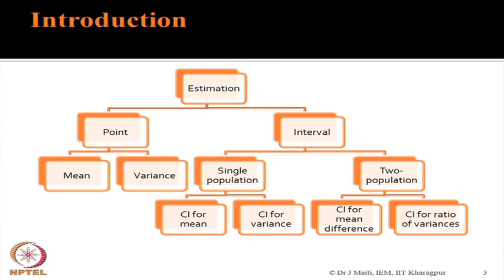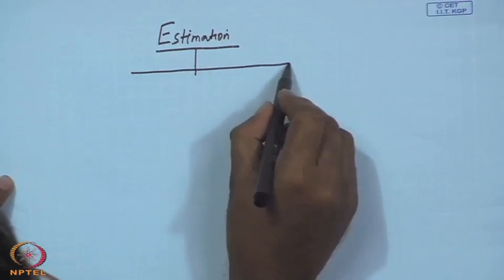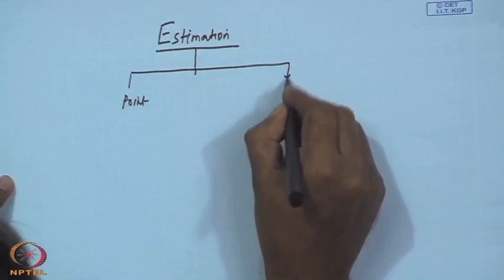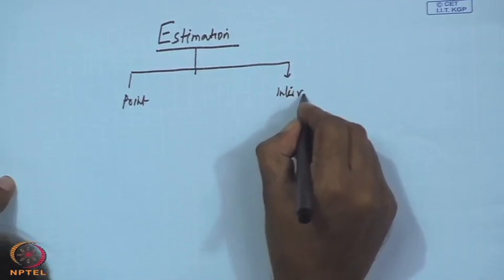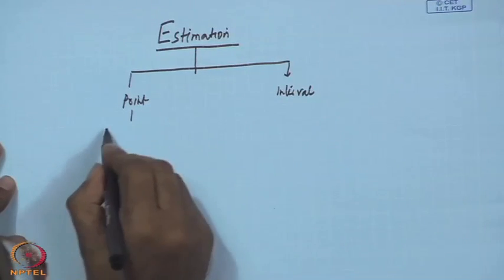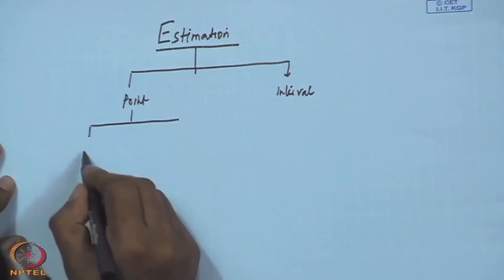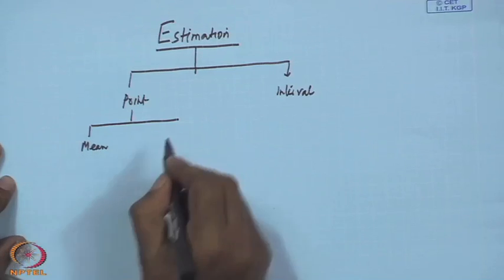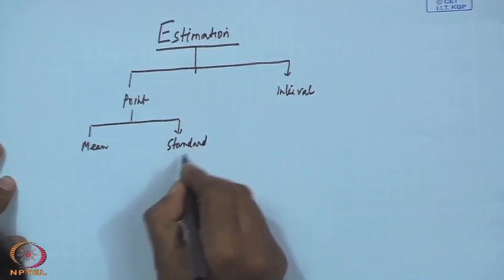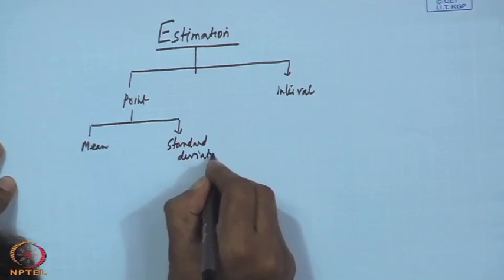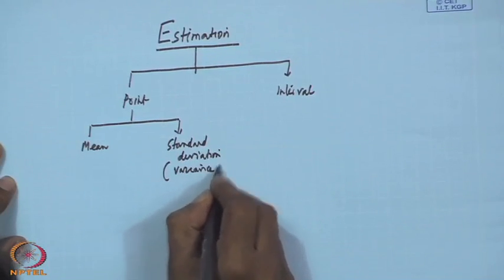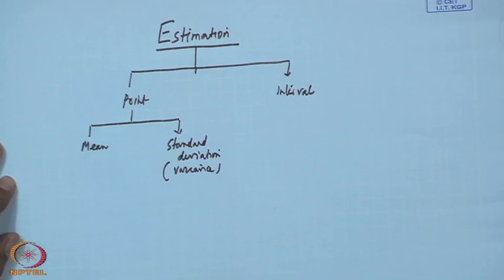estimation has two parts. One is point estimation, another one is interval estimation. So, under point estimation, we will be discussing point estimation of mean and point estimation of standard deviation, or we can say point estimation of variance, that is the square of standard deviation, that we will be discussing.